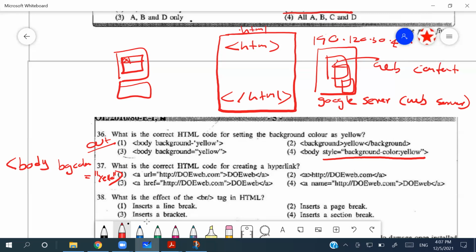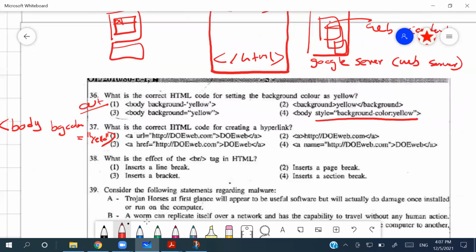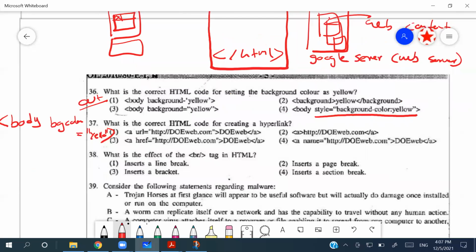Right. Then the 38th one. What is the effect of the BR tag in HTML? It inserts a line break. Simple as that. So the very first answer: whenever you are using a BR tag, that particular line breaks from that particular point. So it inserts a line break.